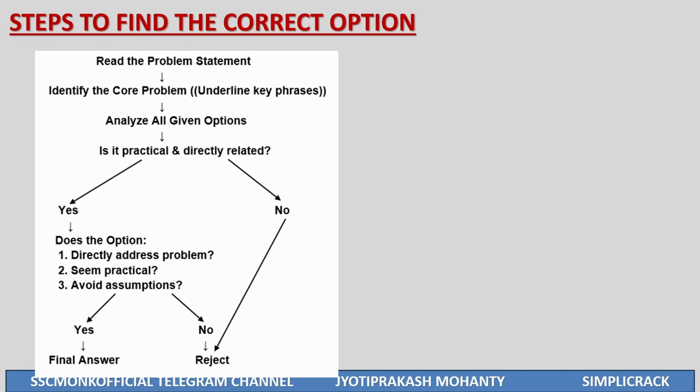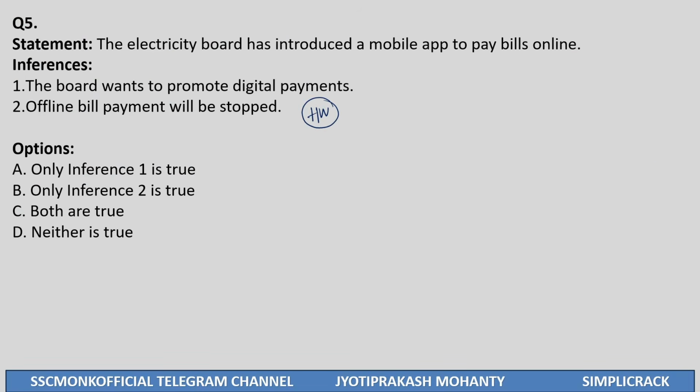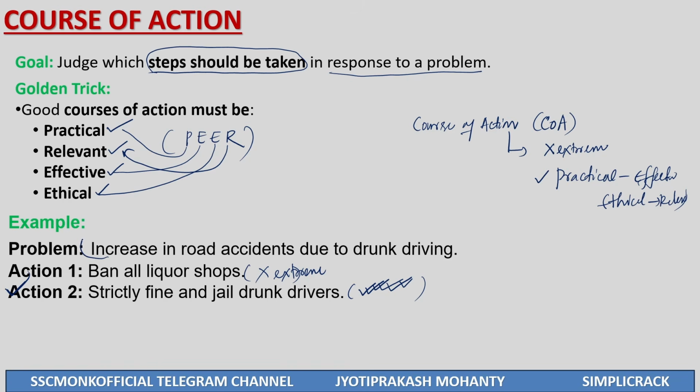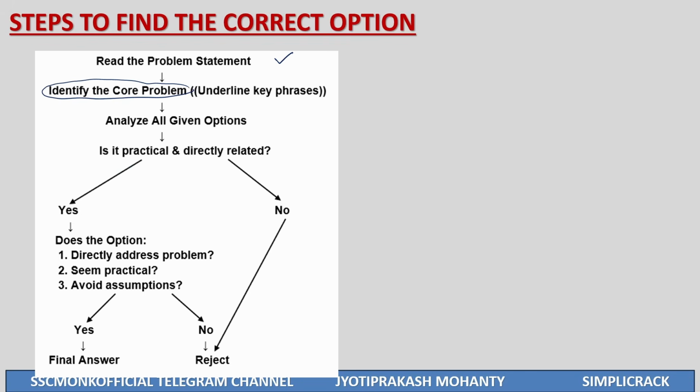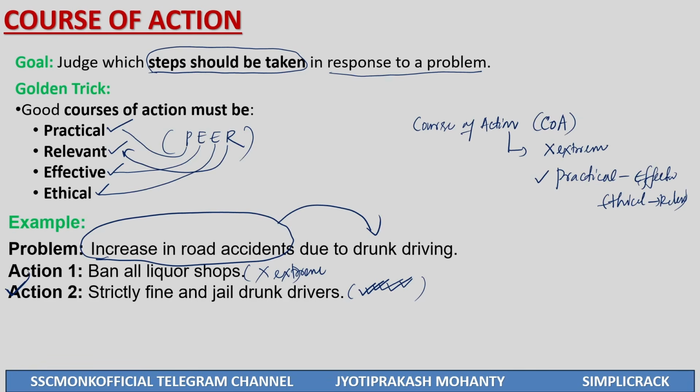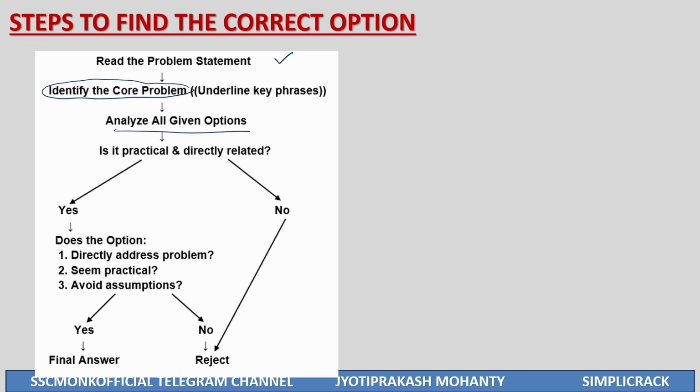Now see, what should be my steps? First step, I will read the problem. I will understand what is the core problem of the statement. In this example, it was the increase in road accidents because of drunk driving. So I understood the core problem. Now I am analyzing the options. First option is ban all liquor shops. Second option is strictly fine and jail drunk drivers. Now I'll see, is this practical and directly related? If yes, the next thing I will check is whether that option directly addresses the problem or not.